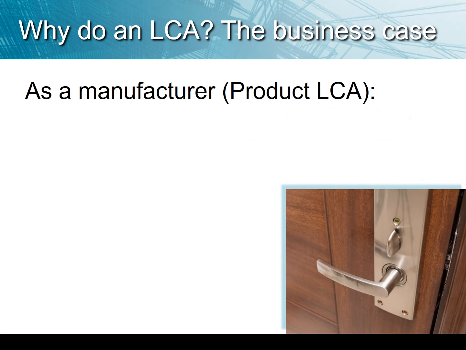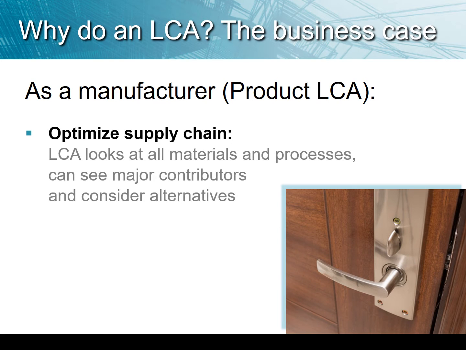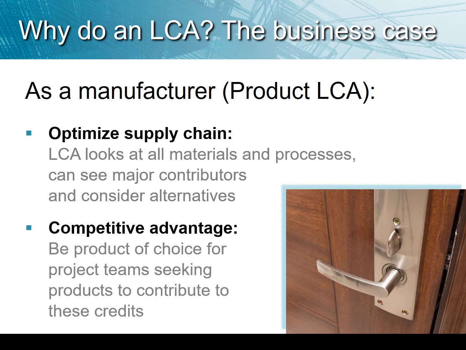As a manufacturer, an LCA helps you look at the environmental impacts of your supply chain. By looking at the different stages of products, such as the raw materials needed or the manufacturing process, for example, you can assess what the major contributors are and consider alternatives. Additionally, with the new LEED system going into place, you are also gaining a competitive advantage by becoming a product of choice for project teams. If many products in your industry are working on LCAs, you may also just be keeping up with your industry so that you don't get left behind.